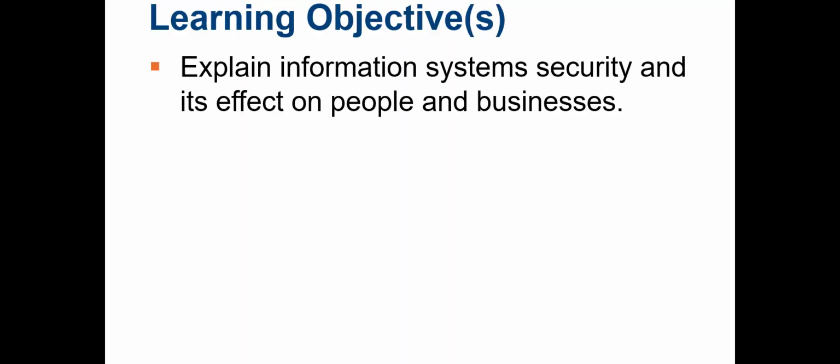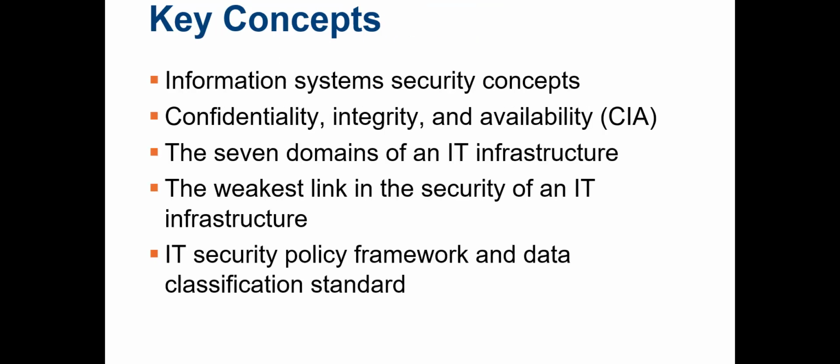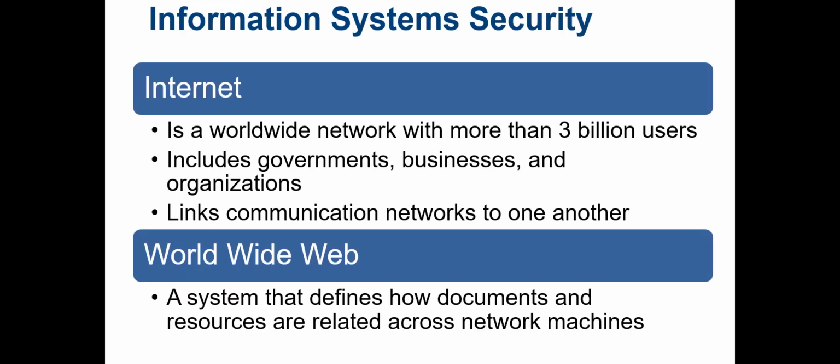So in this lesson we have a few objectives that we want to cover. The first one is we want to be able to explain information system security and its effect on people and businesses. Some of the key concepts we'll cover are information system security concepts, the CIA triad, which is confidentiality, integrity, and availability, the 7 domains of an IT infrastructure, the weakest link in the security of an IT infrastructure, and IT security policy framework and data classification standards. Let's begin by looking at information system security.